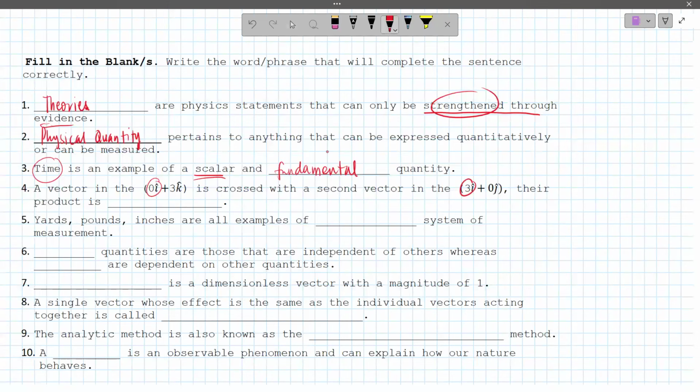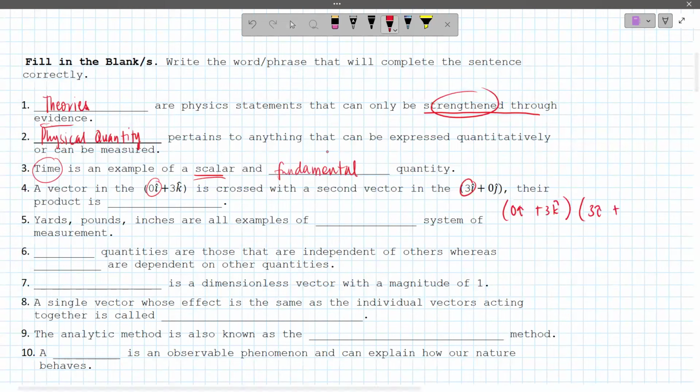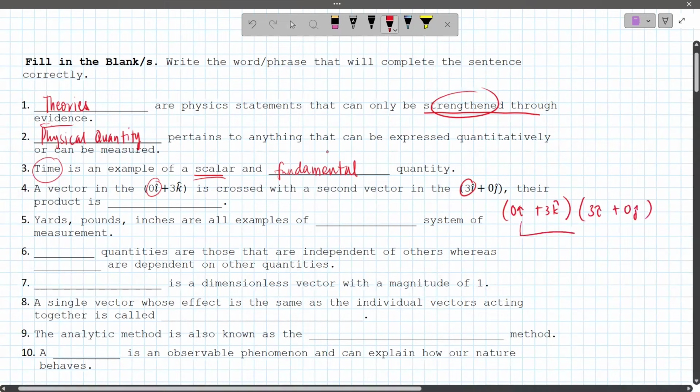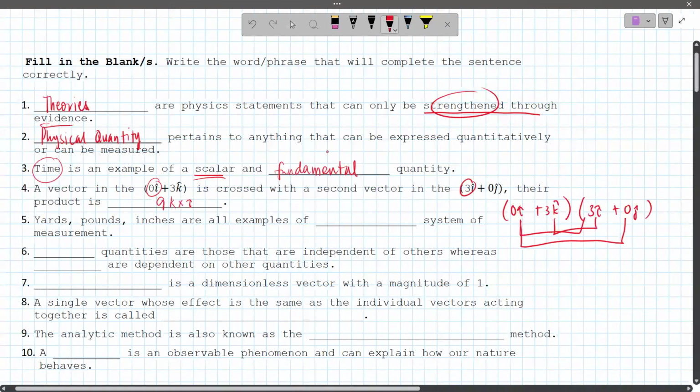I cross J, so it looks like this: 0 I hat plus 3 K hat times 3 I hat plus 0 J hat. 0 I hat times 3 I hat is 0. 0 times 0 is 0 as well. 3 times 3 is 9. So K cross I, and then you have 3K times 0 J, which is 0. So this is simply 9 times K cross I, which is simply positive 9 J hat.